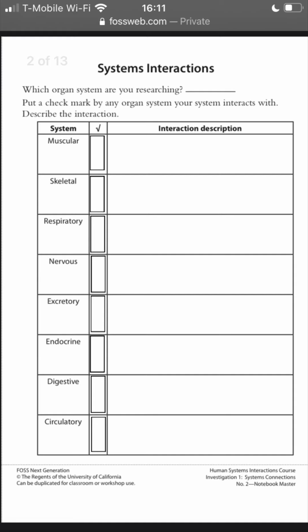For the guiding questions, make sure when students research each system, they come away with these major things. What are the components or structures of the system? What are the functions of the system? How might the system work with other systems in the body? And what might happen to other systems if this specific system stopped working or wasn't working properly?